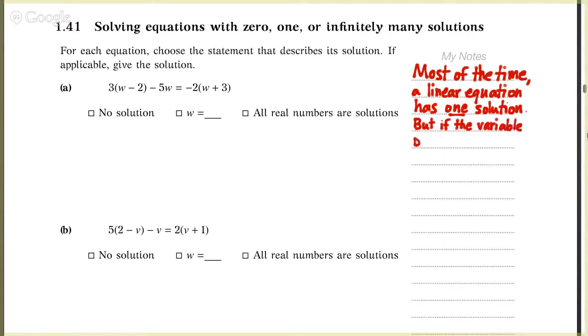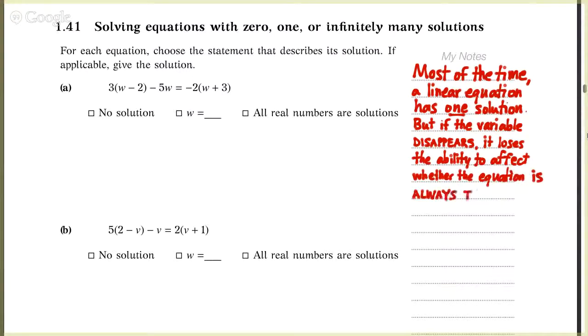And so the difficult thing is when the variable disappears, when you suddenly find yourself with no x's or no w's or whatever as part of your equation, it's difficult to know how to interpret that the first time it happens. So let's take a look at how to interpret that. If the variable in an equation disappears, what happens is that that variable's value loses the ability to affect whether the equation is true or false.